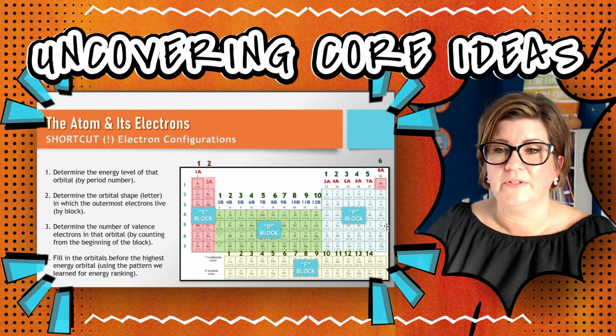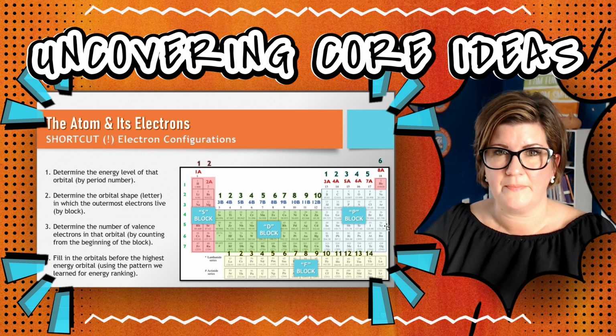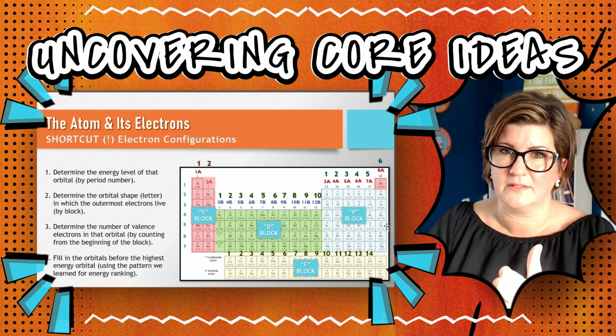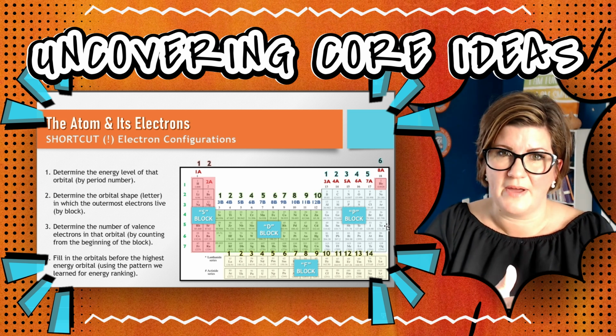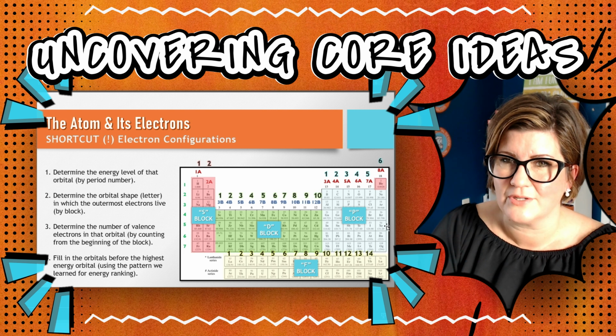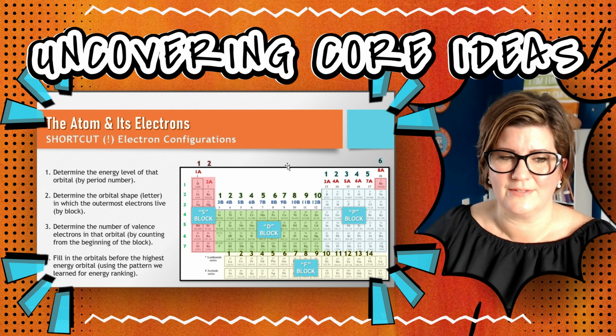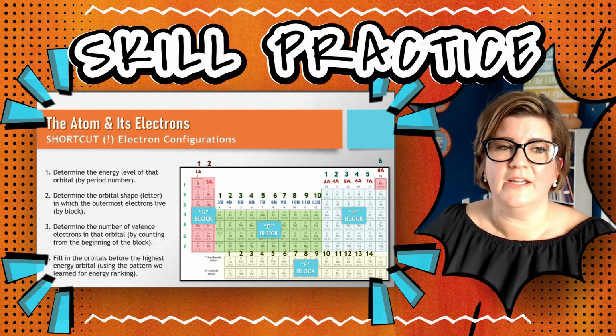I will even go so far as to draw the orbital boxes here and show that there are 3 boxes for P and how 6 electrons fit there, how there is 1 box for S and 2 electrons fit there, how there are 5 boxes for D and 10 electrons fit there. And then we close off the lesson.